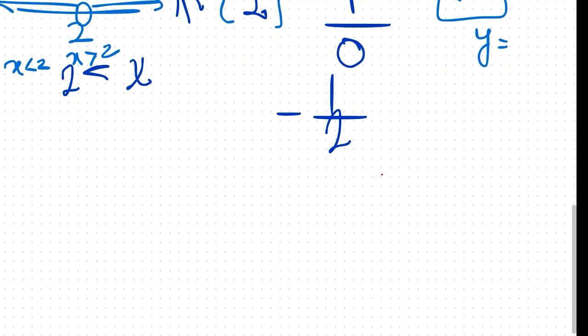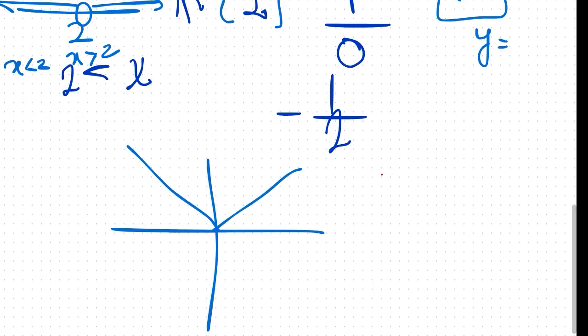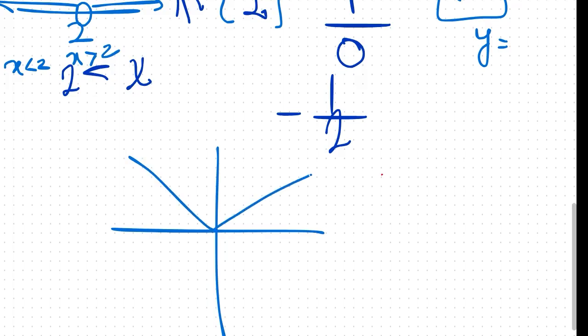Now coming back to the main topic, which is absolute value inequalities. Look at the graph. It is something like this, correct? Looking at this graph, can you tell me what is the domain and what is the range?